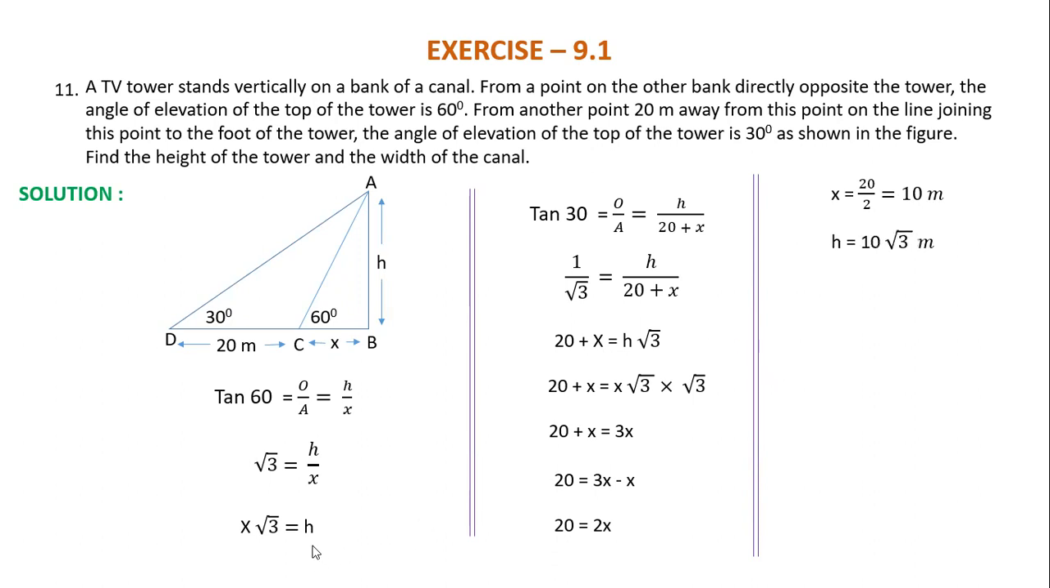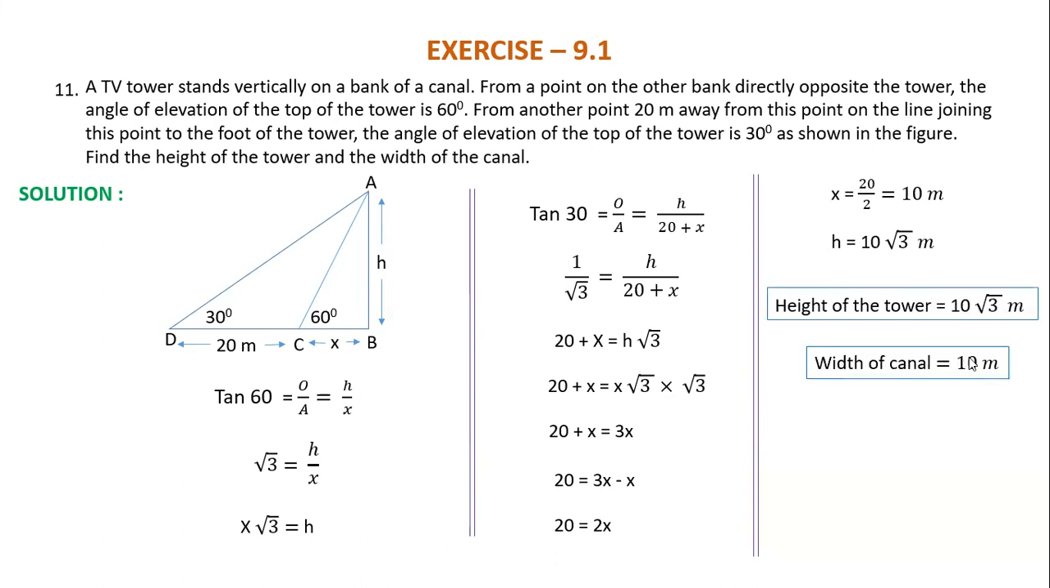H is equal to what? H is equal to x root 3, that is 10 root 3, because x you have calculated as 10, so it is 10 root 3 meters, because h is here. So the height of the tower is 10 root 3 meters. Width of the canal is only 10 meters, because he is standing on the bank of this canal, and he measures, and then he goes back again and measures. So width of the canal is 10 meters, height of the tower is 10 root 3 meters.